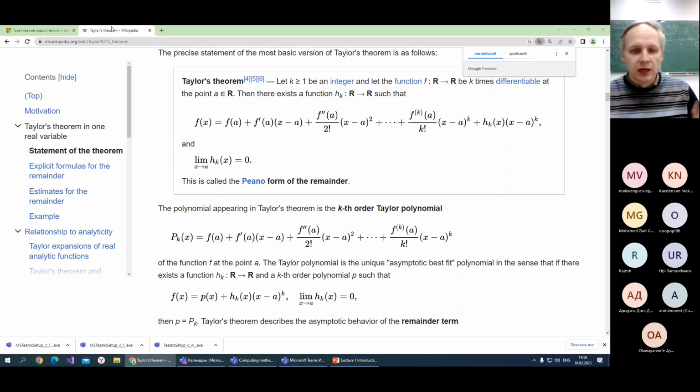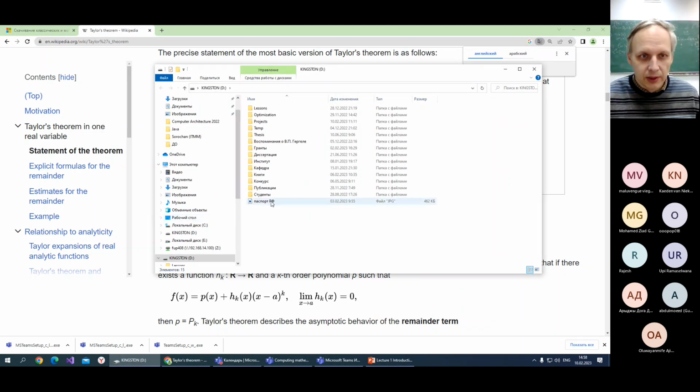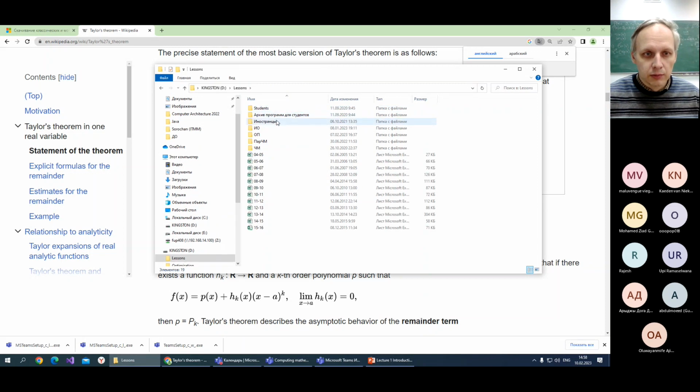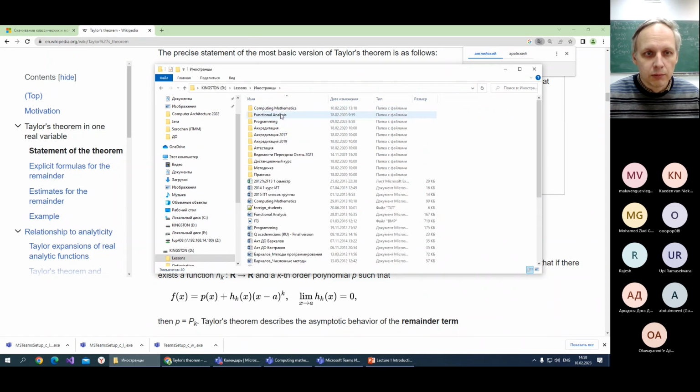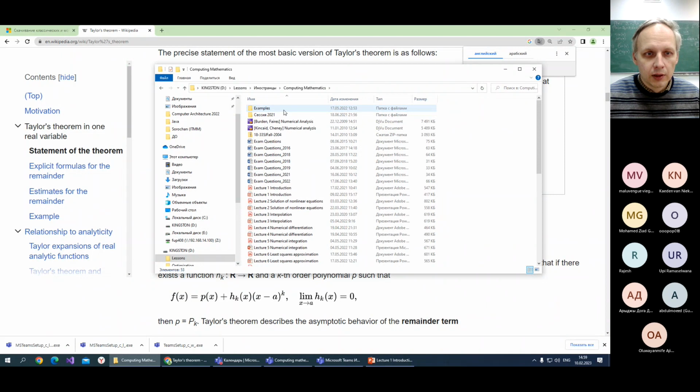And I will send you these books by mail too. So I have a question. Wait a minute, I open. So here I have two books.